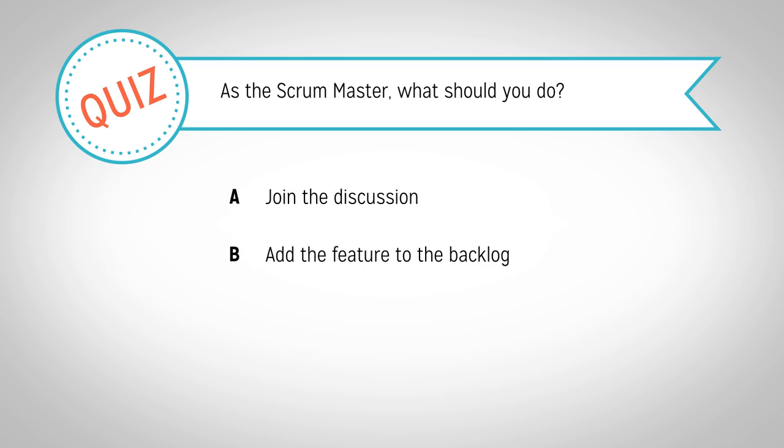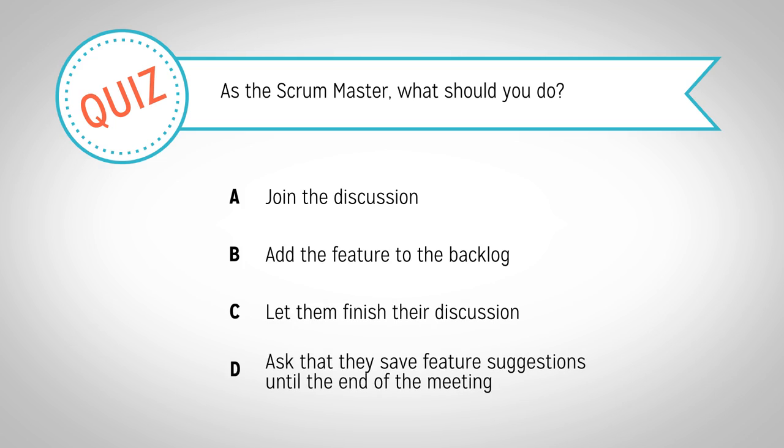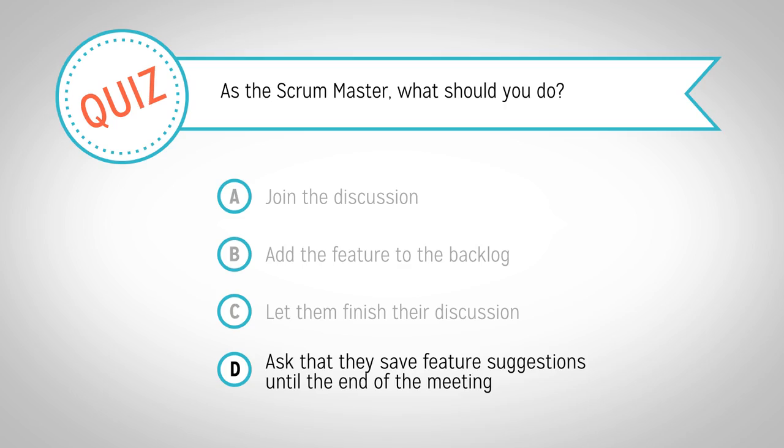Add the feature to the backlog, C, let them finish their discussion, or D, ask that they save feature suggestions until the end of the meeting. As the Scrum Master, you are responsible for facilitating the meeting. This means keeping it on track. You want to save feature suggestions for the end of the meeting. This allows the development team to completely demo their product without distractions. If conversations start to get off topic, you want to direct them back on track, or else you risk exceeding your time box. Therefore, D is the correct answer.